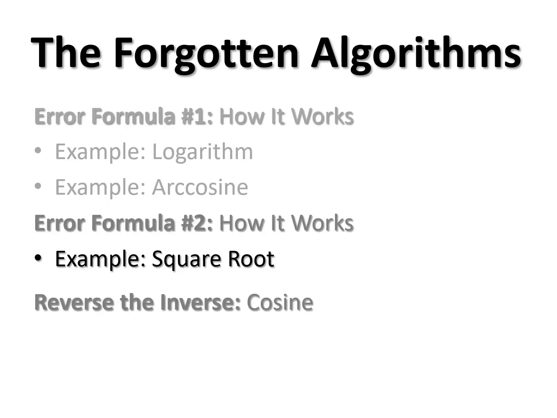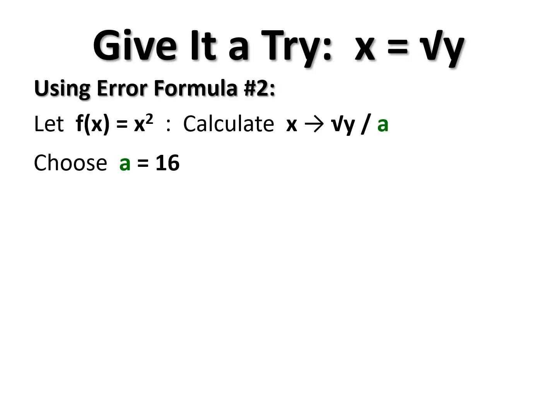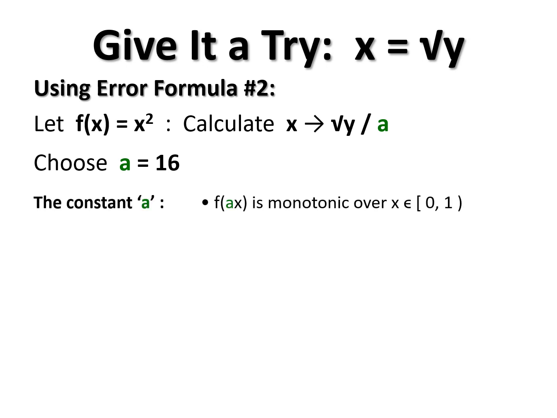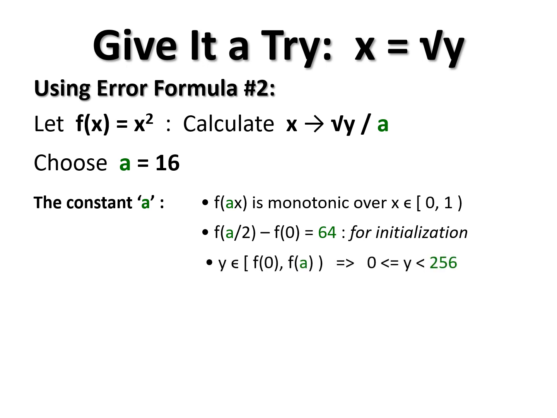So let's do that using error formula number 2 to generate an algorithm for the square root. So here we specify our f of x is x squared. That will let us calculate the inverse, square root of y, divided by the constant a. And we choose a equals 16 because it'll be convenient later on. So the function f is monotonic everywhere. We have 64, our initialization value, and the input y can range from f of 0 to f of a, or 0 to 256.